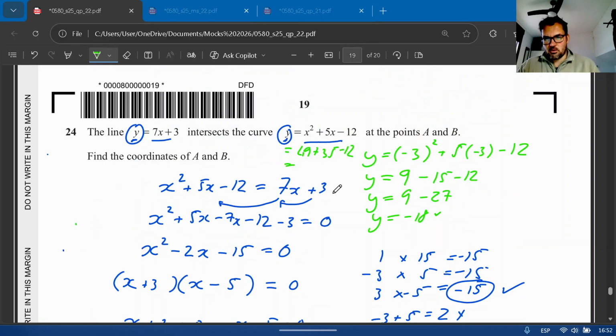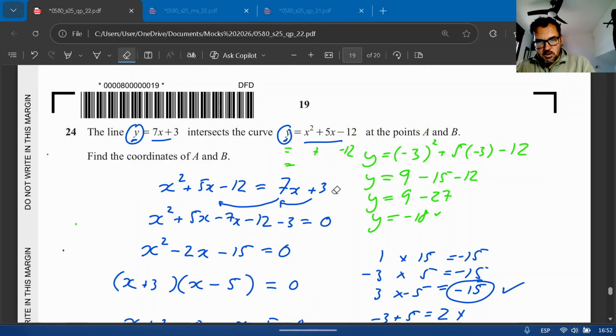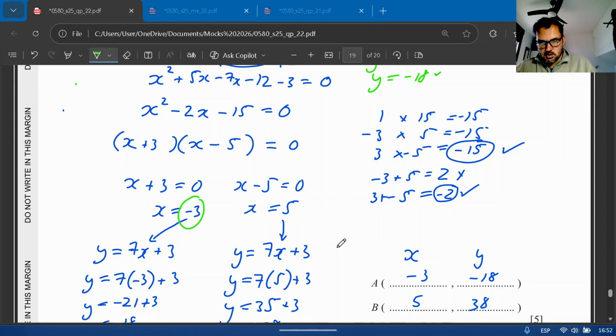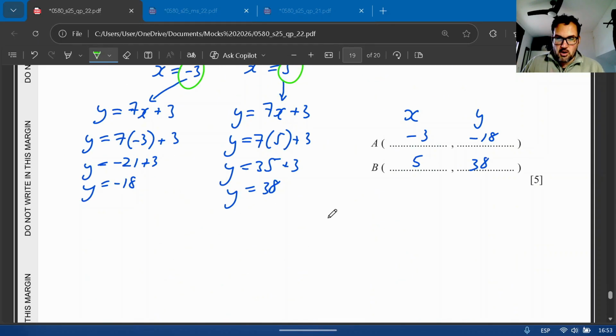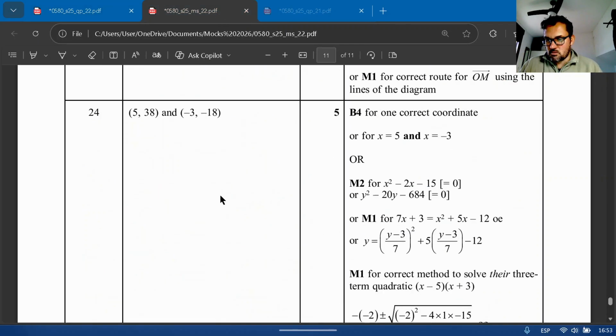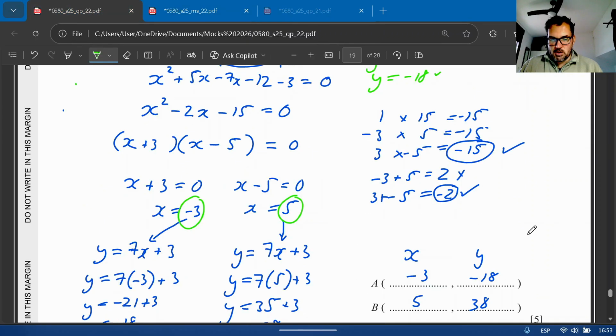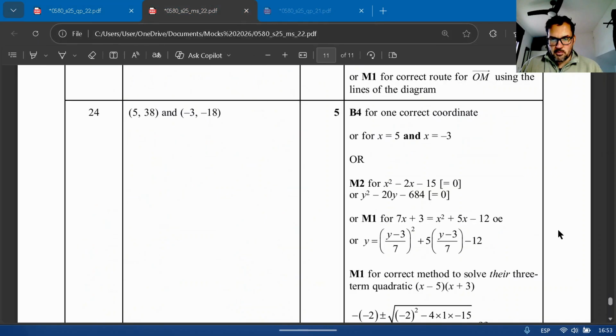Oh, because I've done it wrong, of course. It's 5. Why do I put a 7 in there? Put a 5 in there. Silly. 5 squared is 25. 5 times 5 is 25. That's 50 minus 38. Yep, that's what we were looking for. Got it right. If you've got the mark scheme, you just check the mark scheme. 5, 38 and minus 3, minus 18. It doesn't matter which order this is. It doesn't say, so it could be in any order.